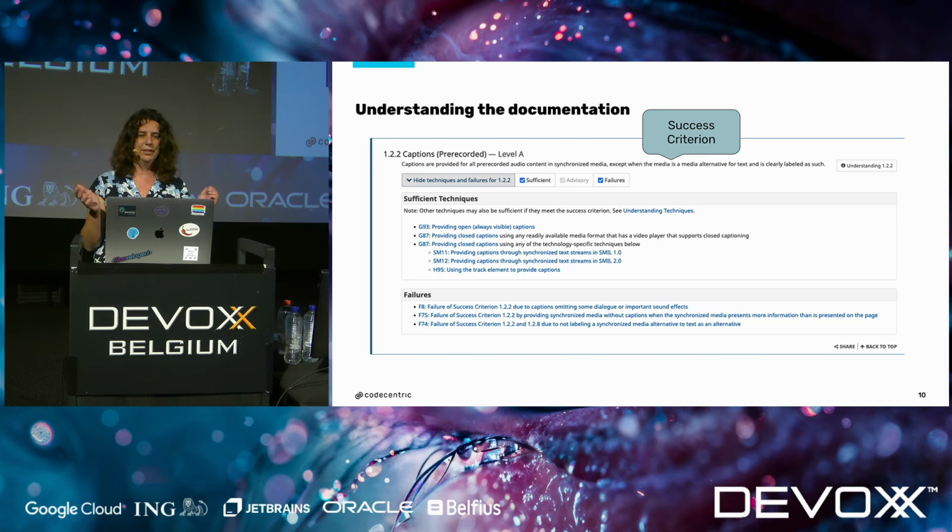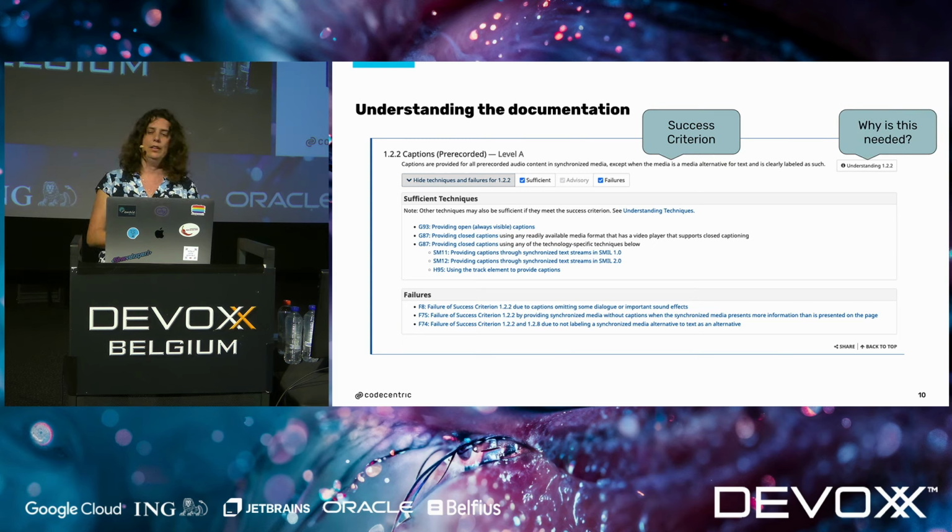But of course, if you have a really vague criterion, it doesn't really help you to figure out how you can comply with it. So in addition, each criterion has an understanding document. This is linked here on the right. And this understanding document gives us background information about the criterion, gives examples, and also has techniques and failures. I always stumble over this word, techniques, sorry. And so these techniques and failures are also listed here.